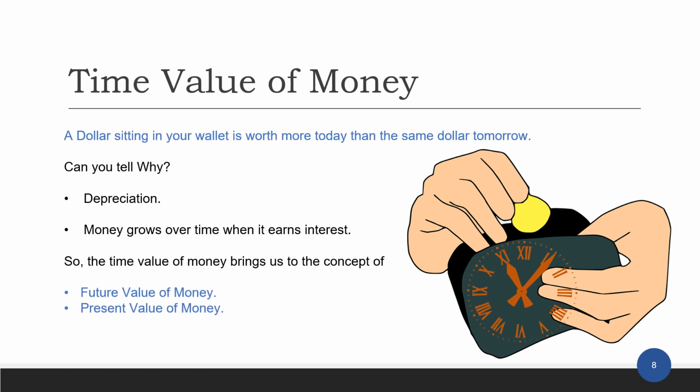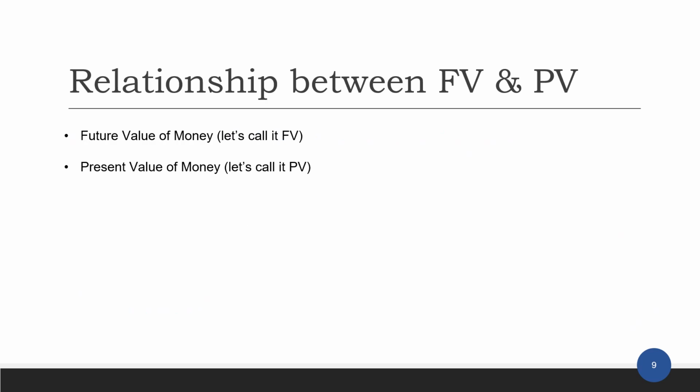Time value of money is considered. Money grows over time when it earns interest. A dollar in your wallet today is worth more than the same dollar tomorrow. There may be depreciation, because money grows over time as it earns interest. So it gives the concept of the present value of money and the future value of money.